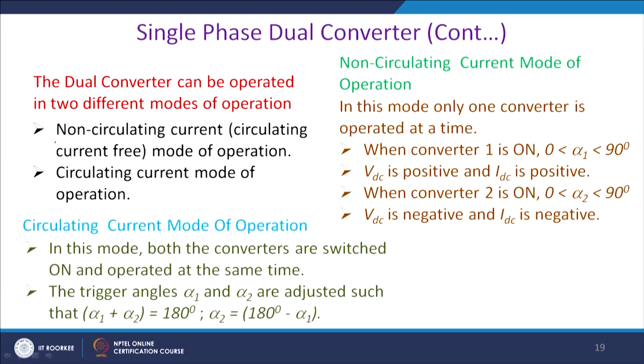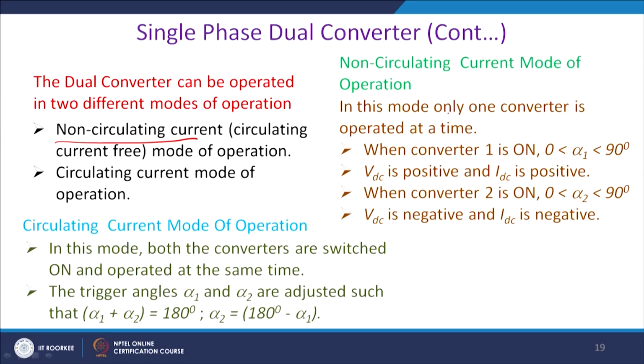So, a dual converter can be operated in two different modes of operation. One is the circulating current free mode of operation, where we can make the instantaneous voltage the same at all times so that no circulating current flows, and the other is the circulating current mode of operation.